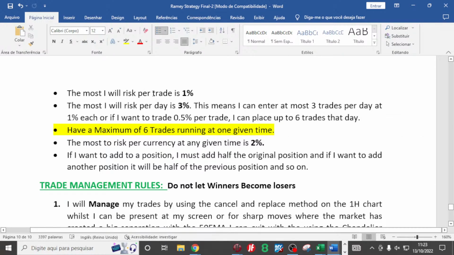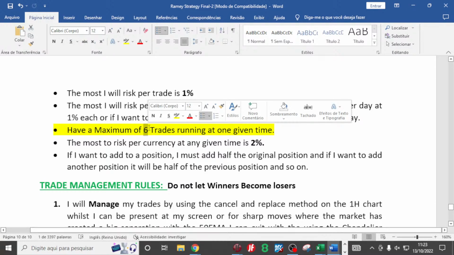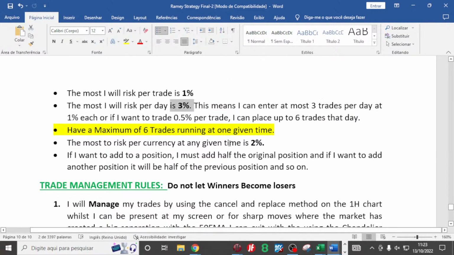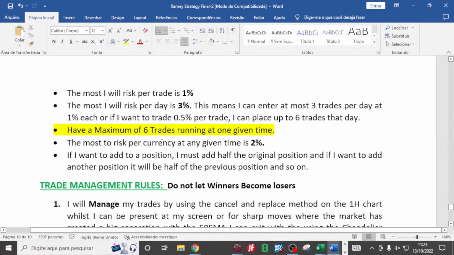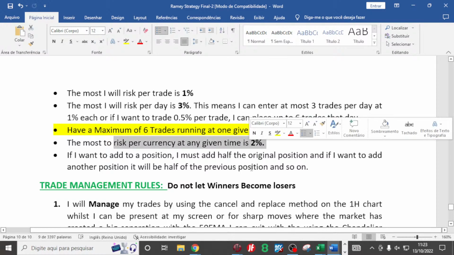So XLS is going to risk 1% per trade. He's going to have 6 trades running at one given time with 0.5%, and he's going to risk a maximum of 2% on a currency. So if he's going to trade, everybody, 6 trades, and all of them have the euro or the USD, he's not going to risk 3%, he's going to risk 2%. Okay? But why? I don't know. This is not a rule, it's a suggestion.